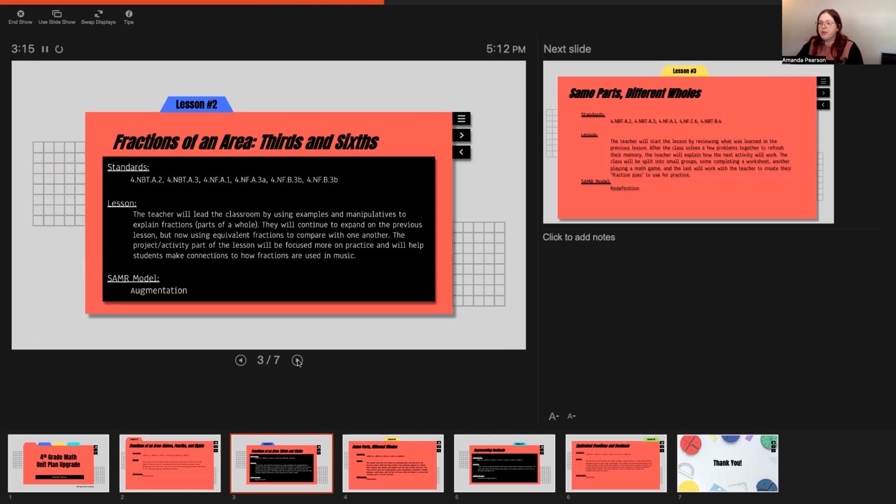So for lesson number 2, this was fractions of an area, thirds and sixths. Standards are stated. The lesson would be for the teacher to lead the classroom by using different examples and manipulatives. They will explain different parts of fractions, explaining the parts of a whole, and then they'll build on lesson number 1, the previous lesson. They'll continue to talk about fractions, but they'll add in thirds and sixths. They'll be able to compare the fractions with one another. And then this will be more focused on practice.